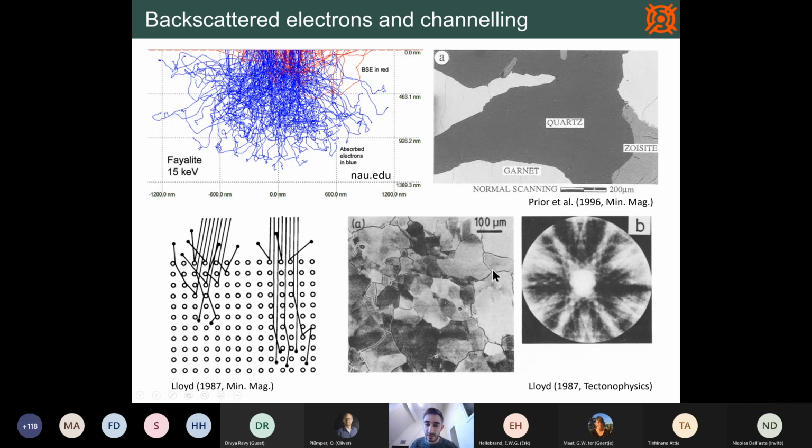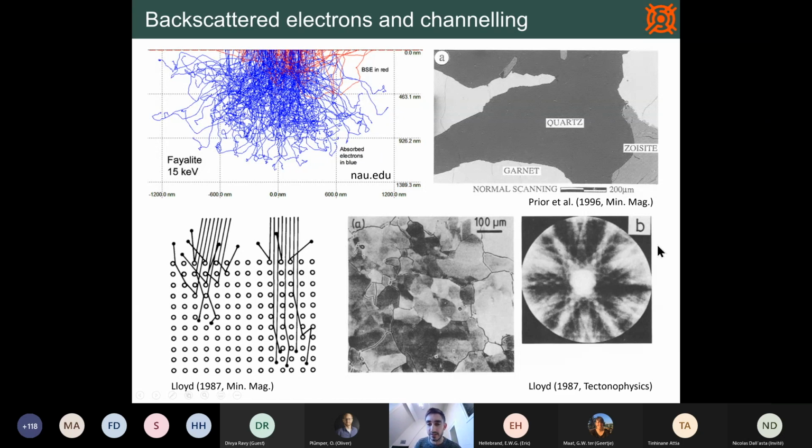Another trick we could play is to keep the beam scanning over a very small region and then we're able to collect a selected area electron channeling pattern. So this is a bit like a diffraction pattern, and different planes in here are going to correspond to different lattice planes in the crystal.